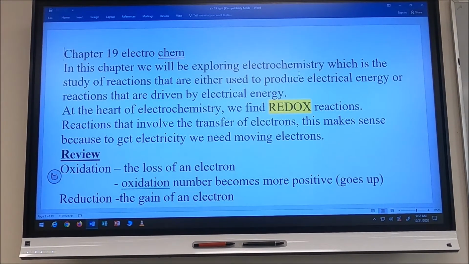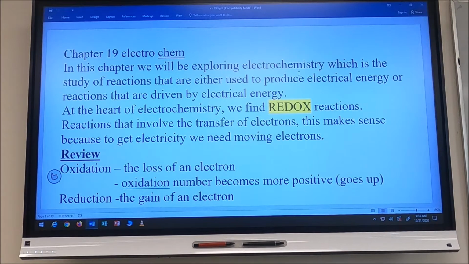Moving on. In this lecture, we're going to start chapter 19 on electrochemistry. In electrochemistry, we're studying reactions that either produce electrical energy or are driven by electrical energy. And at the heart of electrochemistry is the redox reaction. Remember way back to last semester, a redox reaction is a reaction that involves the transfer of electrons. So in a redox reaction, electrons are going to move from one thing to another.